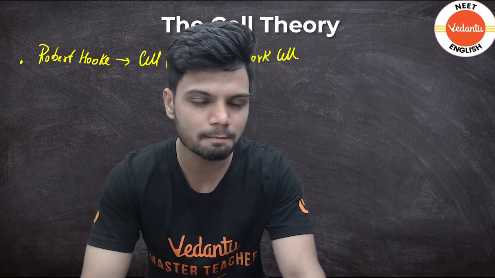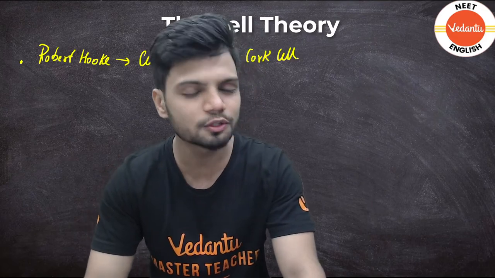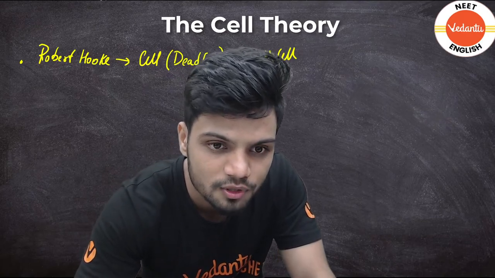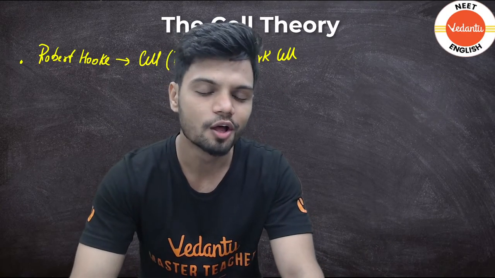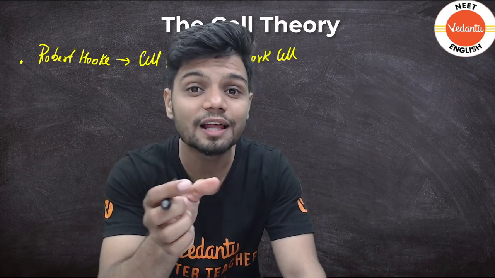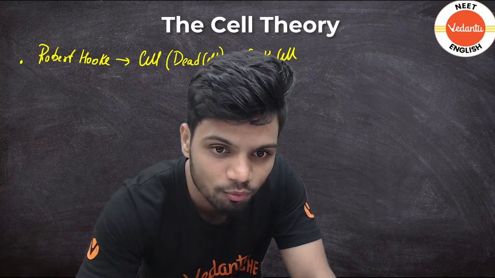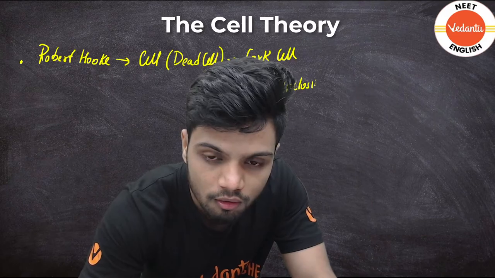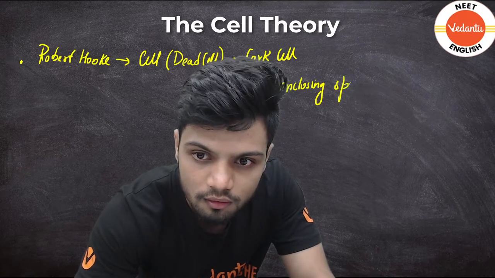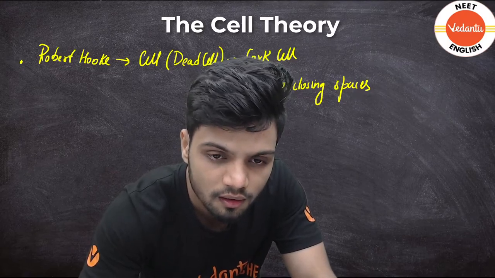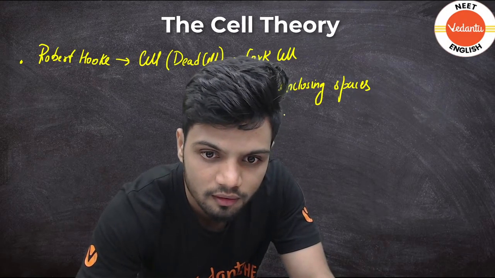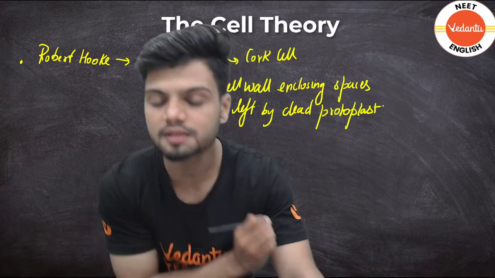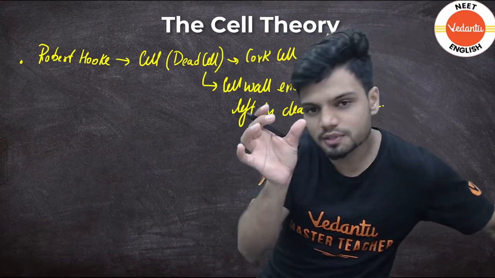Now, let me tell you a small secret about this Robert Hooke, which is not given in your NCERT. A small secret about Robert Hooke is, he did not actually observe the cells. Robert Hooke actually observed cell wall enclosing spaces left by dead protoplast. That is, this Robert Hooke did not actually observe the cells, cork cells.